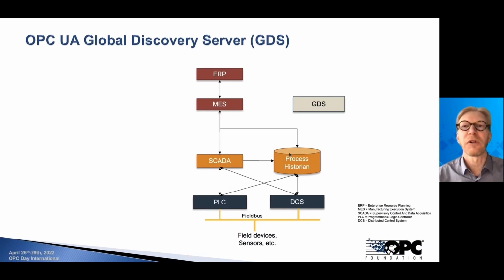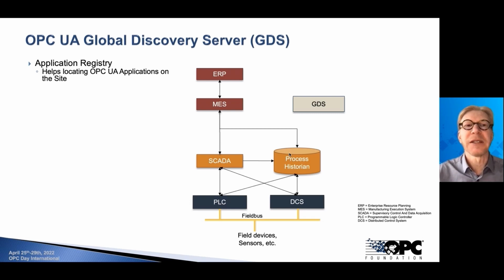The global discovery server, the GDS in short, is a new component that you can use in your production site in addition to the other applications which hopefully are OPC UA enabled. The GDS has a couple of main functionalities. First of all, it's an application registry, which means that it knows about all the OPC UA applications on the site and therefore helps to locate them in other applications.